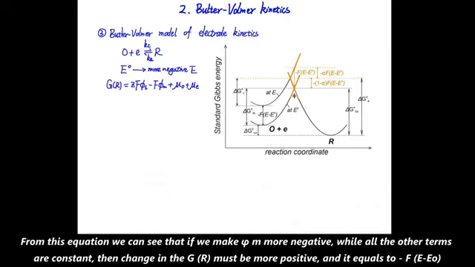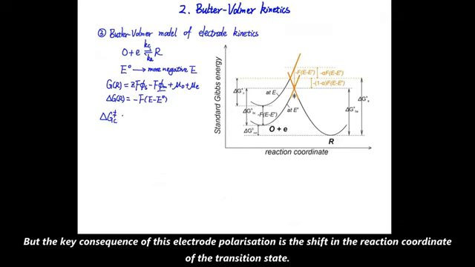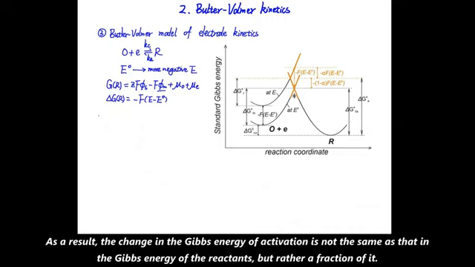From this equation we can see that if we make phi_M more negative while all the other terms are constant, then the change in the Gibbs energy of reactants must be positive, and it equals minus F times (E minus E naught). But the key consequence of this electrode polarization is the shift in the reaction coordinate of the transition state. As a result, the change in the Gibbs energy of activation is not the same as that in the Gibbs energy of the reactants, but rather a fraction of it.